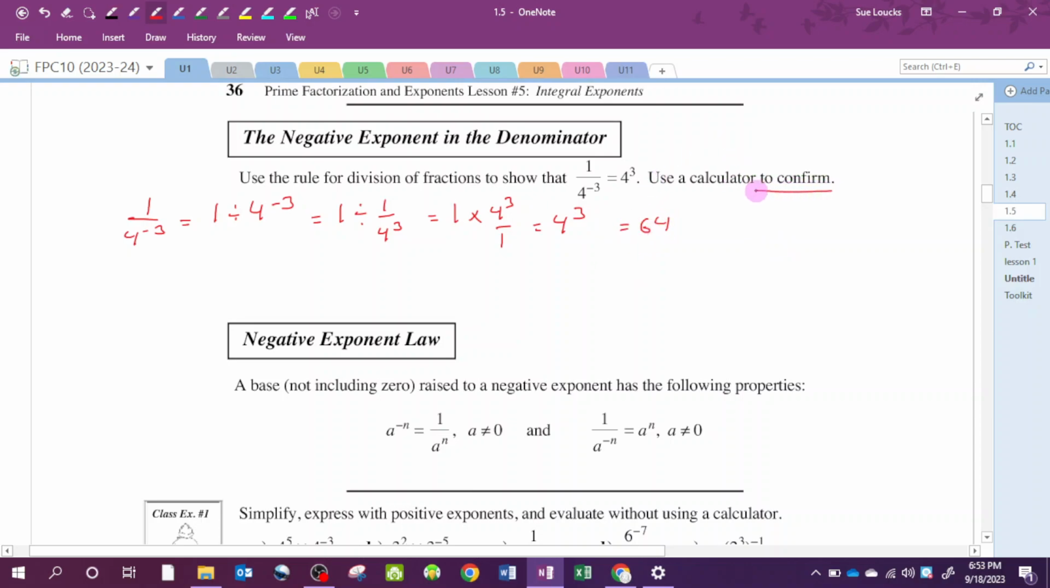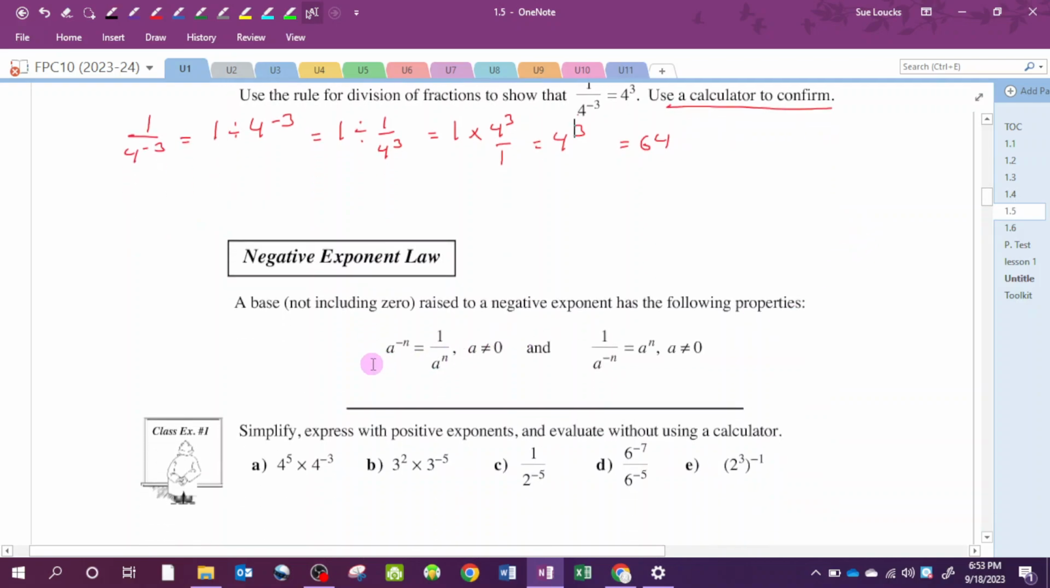So use your calculator to confirm. Make sure that you can put this in your calculator and get 64 as your answer. And if you can't, make sure that you're asking for some help. Okay, so we already looked at this first part of the rule, where if we have a to the negative n, it becomes 1 over a to the n. And it works the other way as well. If we have a negative exponent in the denominator, we can move it into the numerator and it becomes positive. Okay, so either way works.